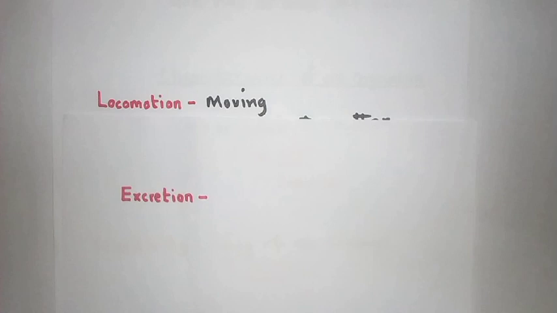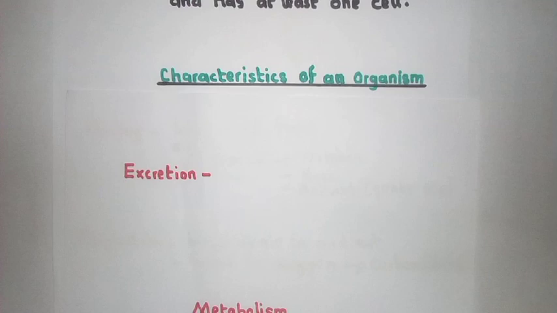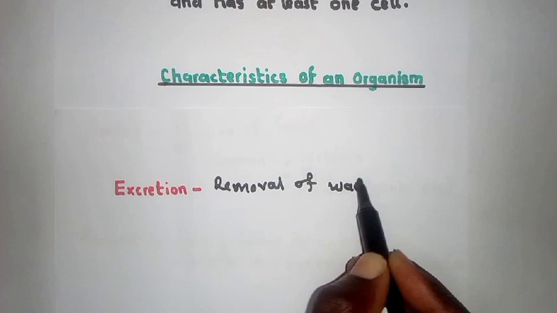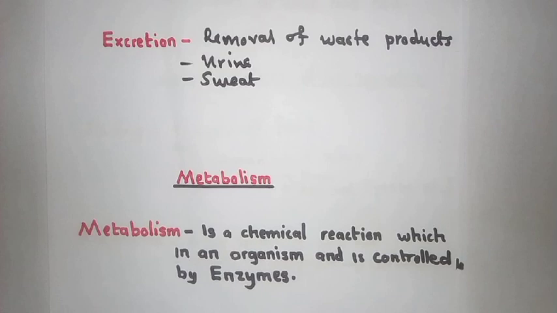Lastly, we've got what we call excretion. So what are we talking about? This is simply the removal of waste products. For example, urine, sweat. That is in human beings or animals.